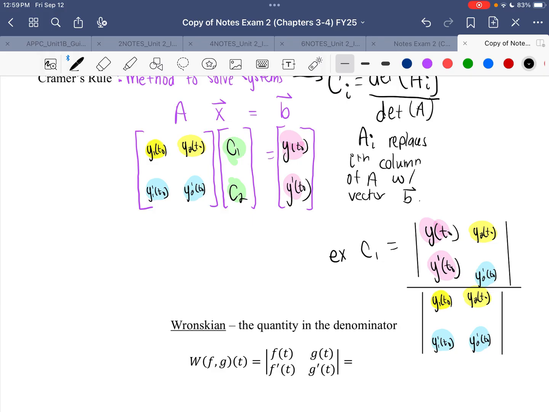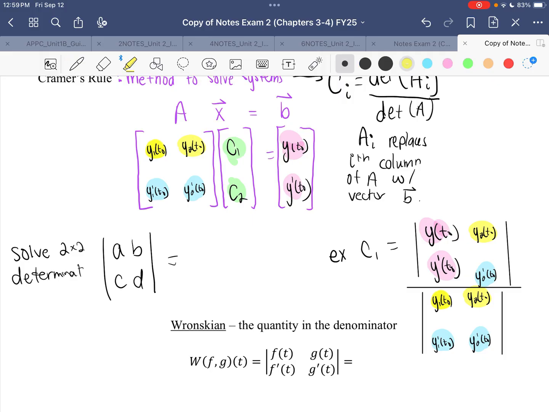And a reminder to solve a 2x2 determinant: if we have A, B, C, D, and we solve this, we're going to multiply diagonally and subtract the multiplication going the opposite way up. And that would be the determinant.